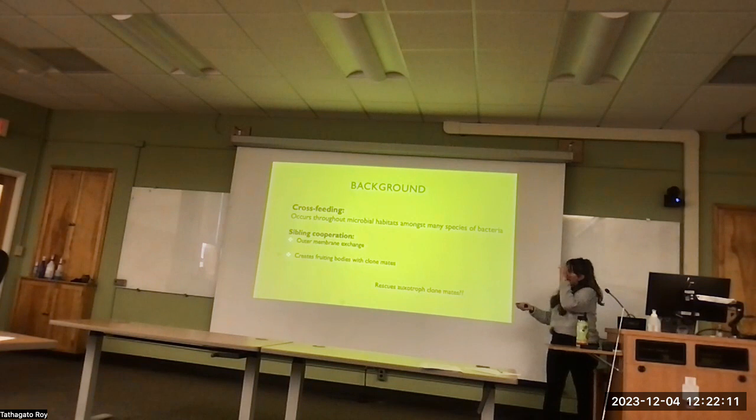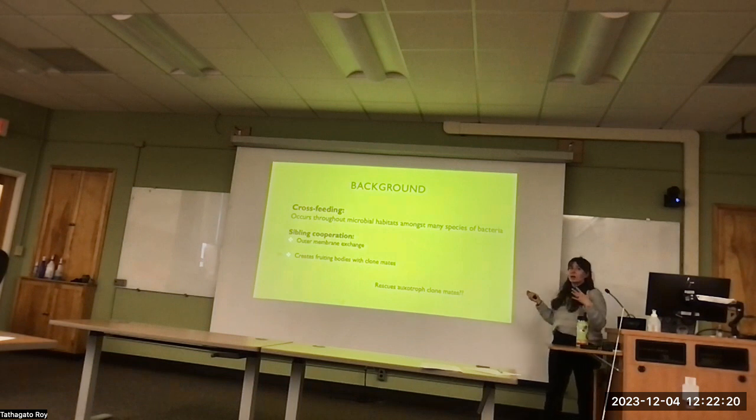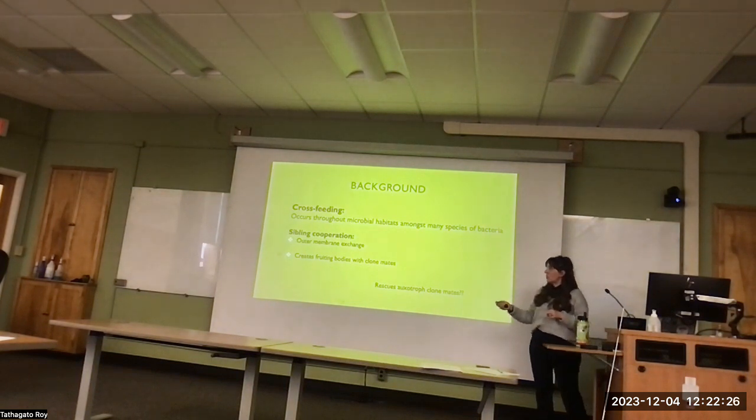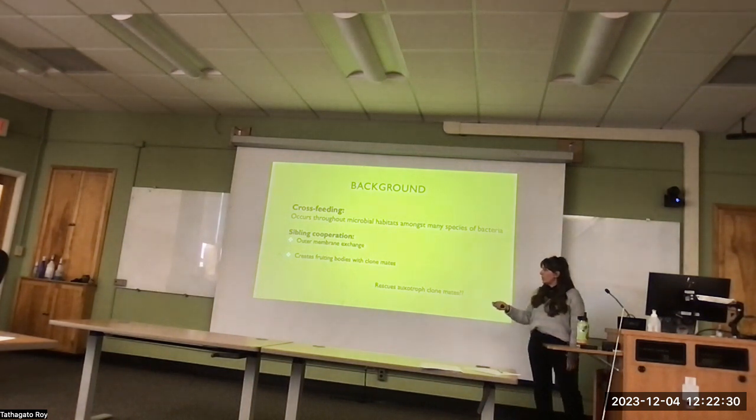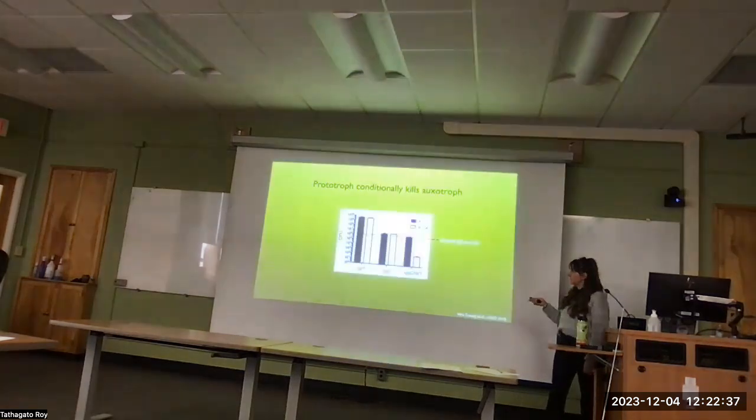So a little bit about the background of cross-feeding. Cross-feeding occurs throughout microbial habitats, including our gut and in the soil, and it can occur within the same species or amongst other species of bacteria. We know that Myxo utilize sibling cooperation for outer membrane exchange, creating fruiting bodies with clone mates, but does sibling cooperation also rescue auxotrophs?